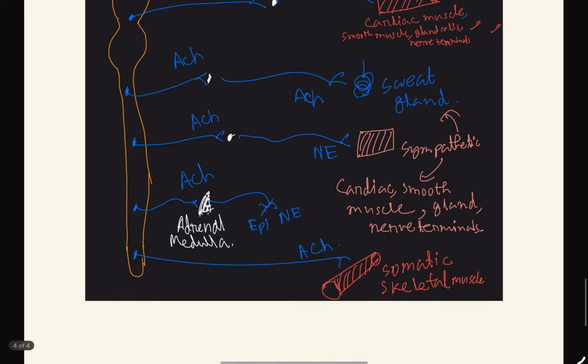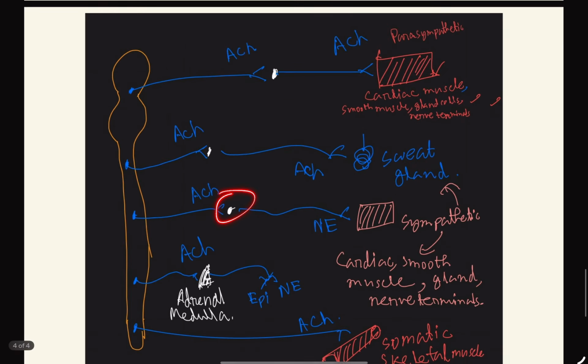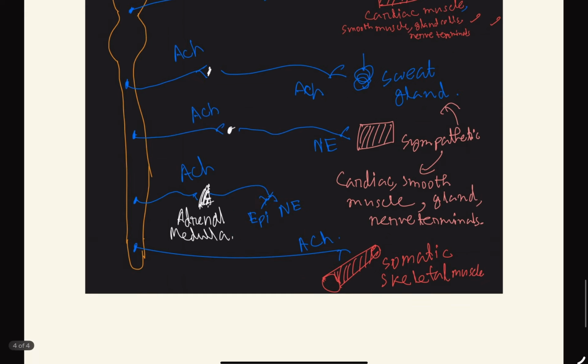There is also the adrenal medulla. Everywhere else there is a ganglion, but there is the adrenal medulla. From the adrenal medulla, we get epinephrine and norepinephrine. And obviously there is the somatic nervous system. The skeletal muscle is innervated by the somatic nervous system, but there are also cholinergic nerve fibers innervating the skeletal muscle.